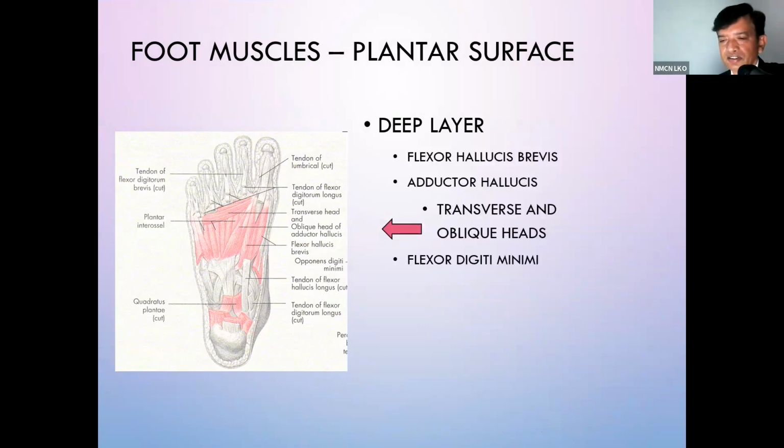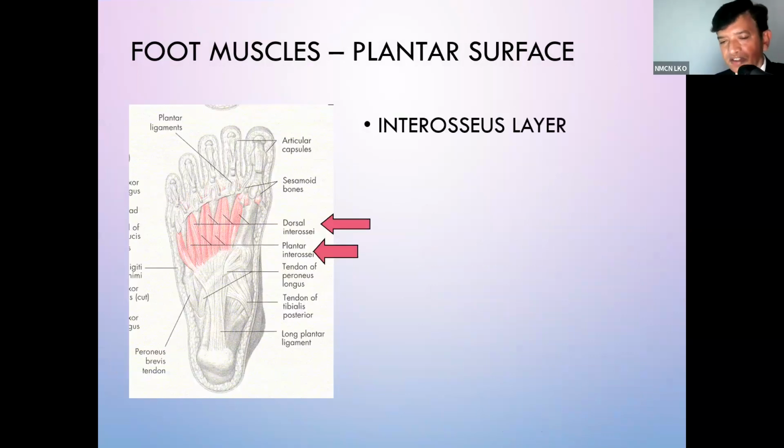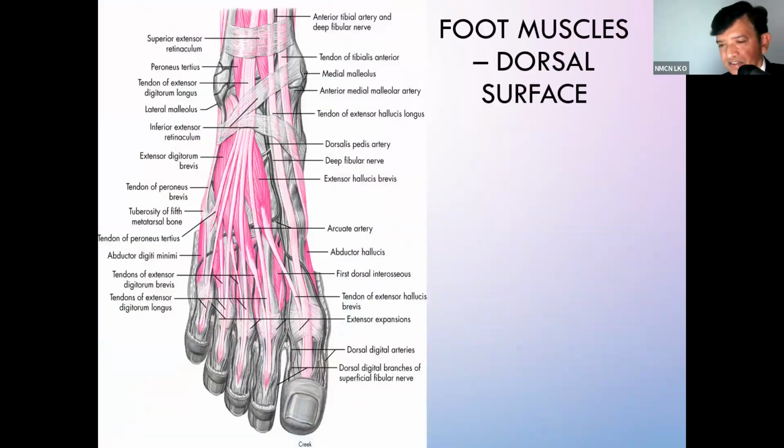It has flexor hallucis brevis and adductor hallucis, which has 2 heads. Adductor hallucis has a transverse head and an oblique head. So this one is the transverse head and this one is the oblique head. Then flexor digiti minimi. So this is the deep layer. All these muscle layers support the foot during walking and under pressure.